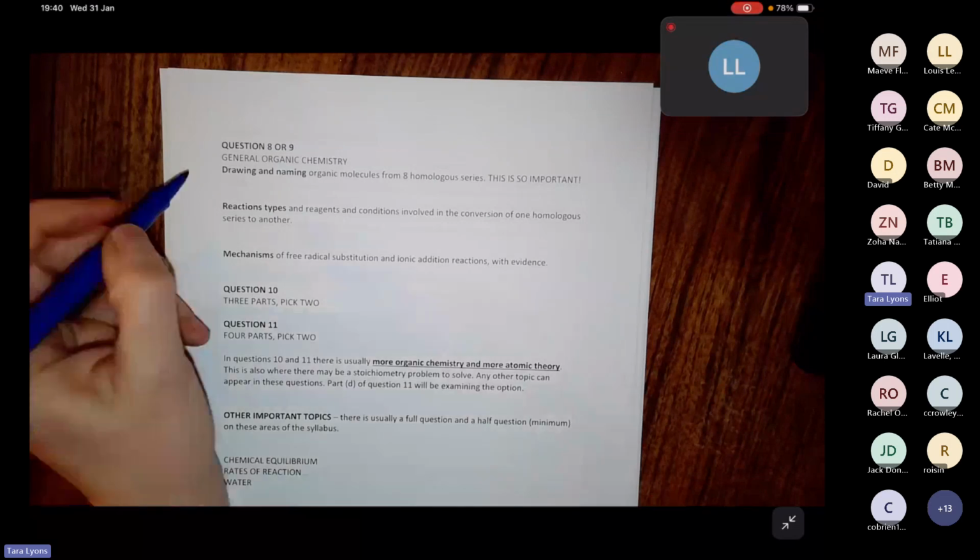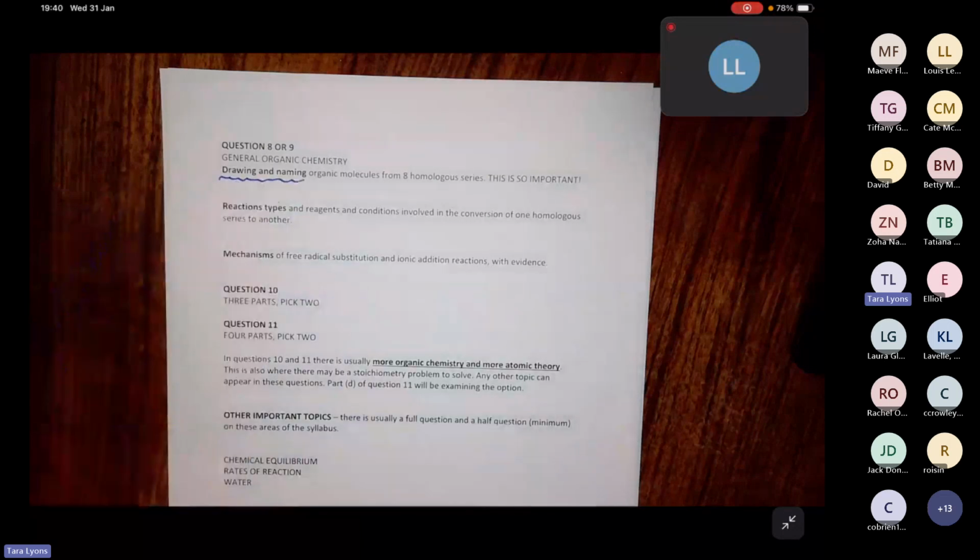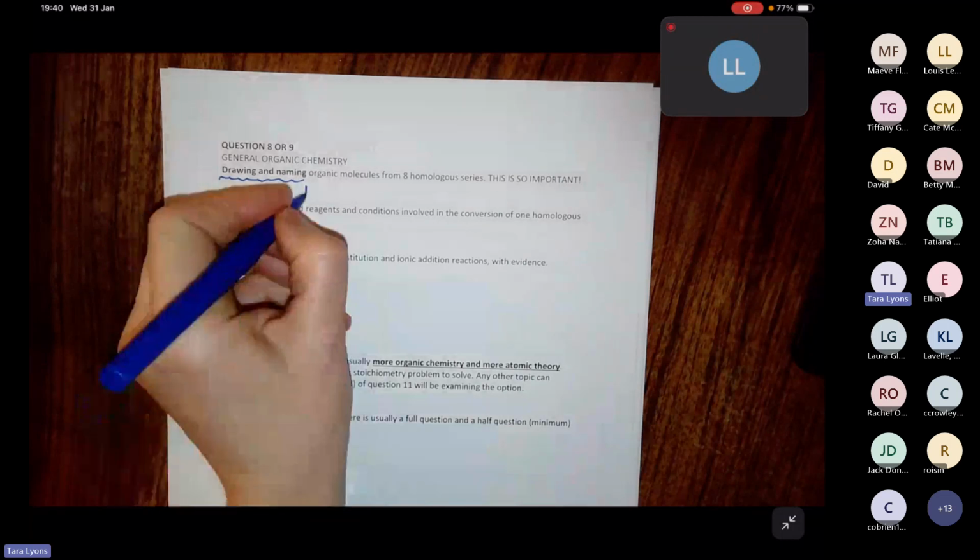And I was going through questions today in class, and I was showing them, look at how many marks you get for drawing and naming molecules. And look at how many marks you're going to lose if you can't draw and you can't name the molecules. So sitting down and spending time and energy.